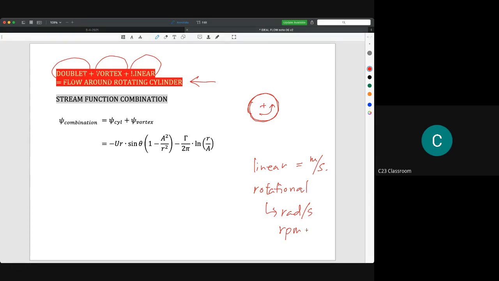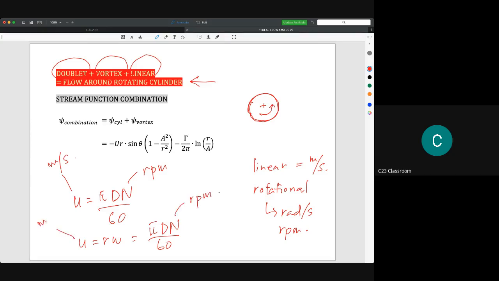So the relationship between linear velocity and rotational speed can be written as U is equal to pi dn over 60, where n here is in RPM, rotation per minute, and U here is in meter per second. Or in some textbooks, they will give you U is equal to R omega, which is equal to pi dn over 60, where n is in RPM. So U is still in meter per second and R is in radian. Radian has no units, and omega here is radian per second.